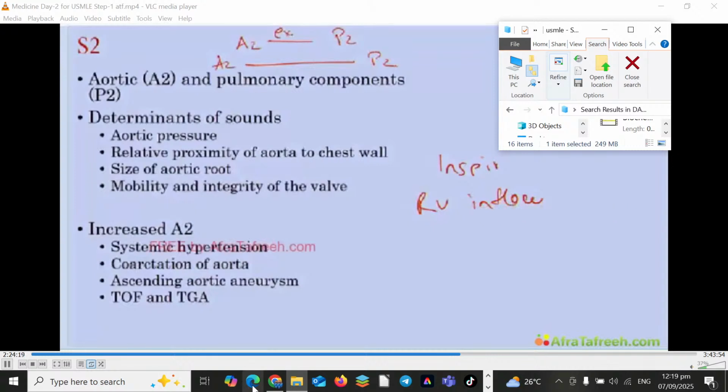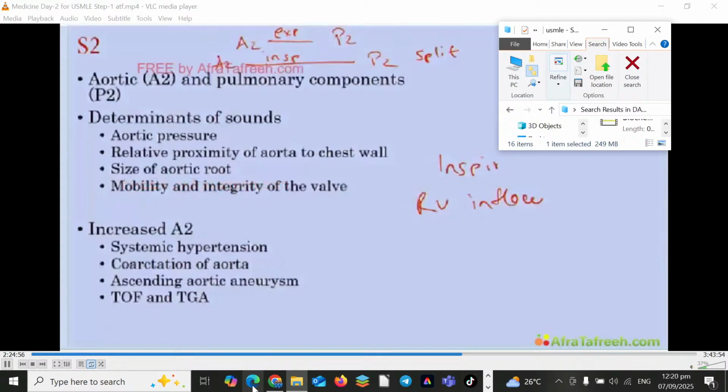So this is during expiration and this is during inspiration. And this is called a split. So this is the A2 P2 split. That is how the S1 is a single sound, but the S2 is a dual sound. And the duality of that sound is best heard during inspiration. When you are trying to hear the splitting, you're trying to hear the pulmonary sound, right? Only then can you call it a split.